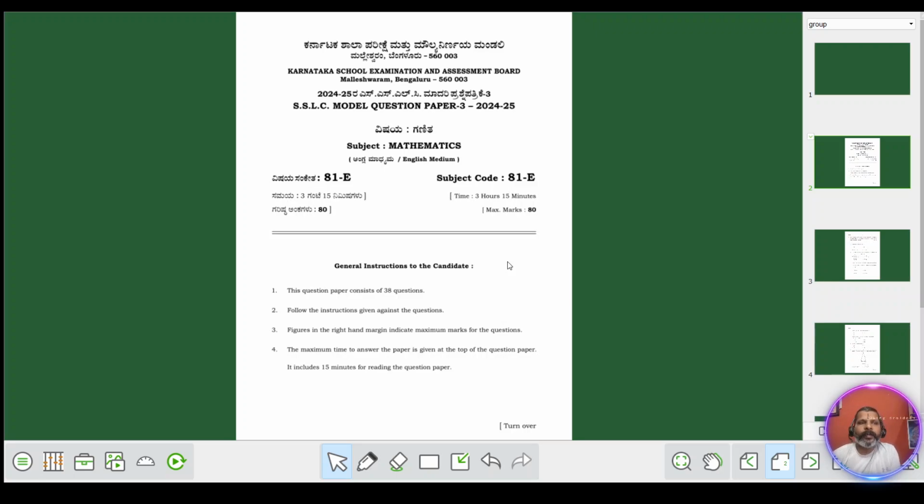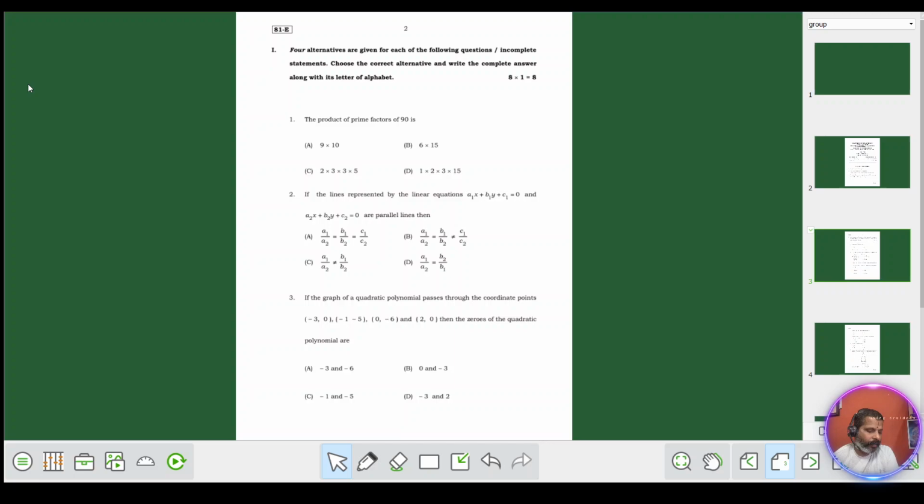Hello students, in this class we will see the third model question paper of 2025, 1 mark questions only. Okay, let's see this first question.